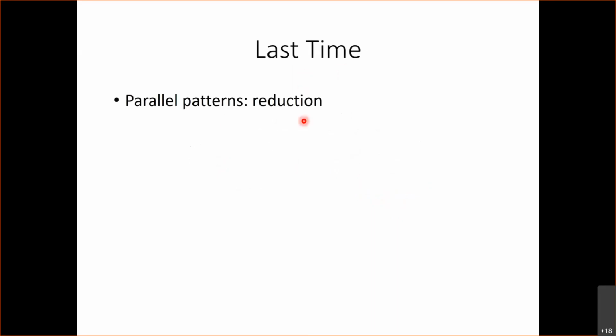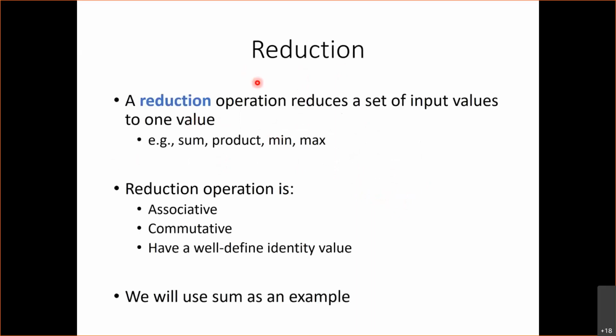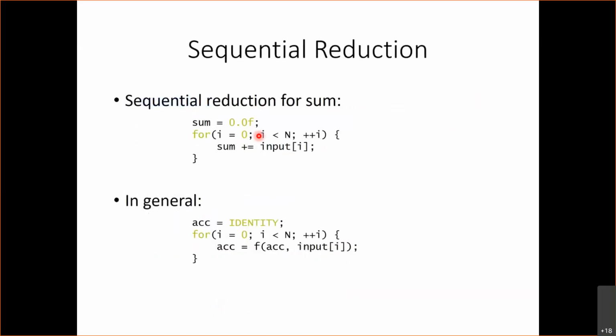Last time, we looked at reduction. We said that a reduction is an operation that takes a set of input values and reduces them into one value by some kind of operator, such as sum, product, min, max. In general, this operation should be associative, commutative, and have some kind of identity value. We used sum as an example, but the same thing that we learned applies to the other operators like product, minimum, or maximum.